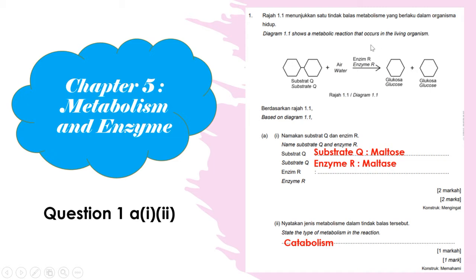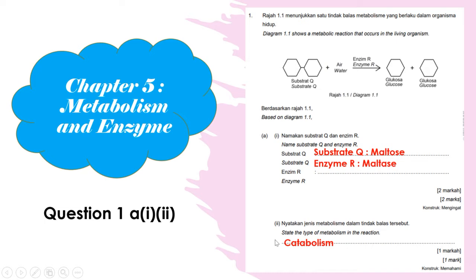So what is the enzyme responsible for breaking down this substrate? It is maltase. Why maltase? Because the substrate is maltose. The enzyme name comes right after the substrate name. If the substrate is maltose, the enzyme name is maltase. If the substrate is sucrose, the enzyme name is sucrase. Do you still remember? So that is the answer for A1: substrate Q is maltose, enzyme R is maltase.